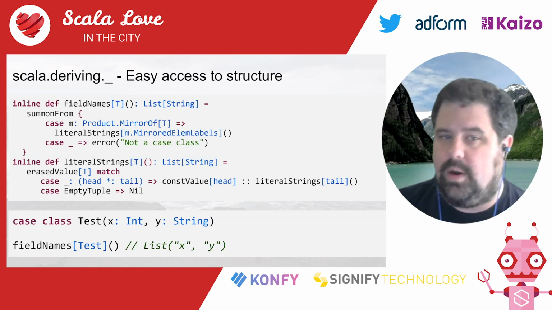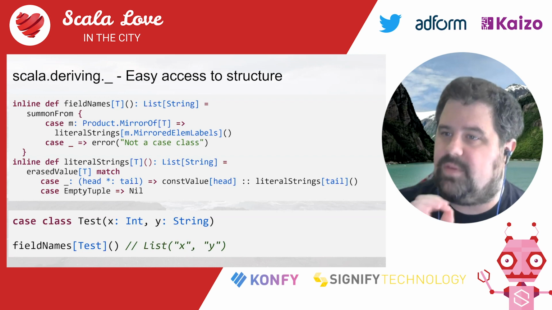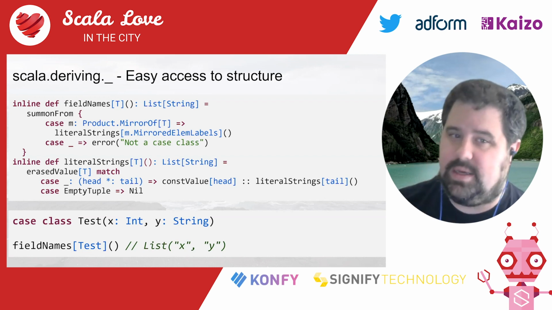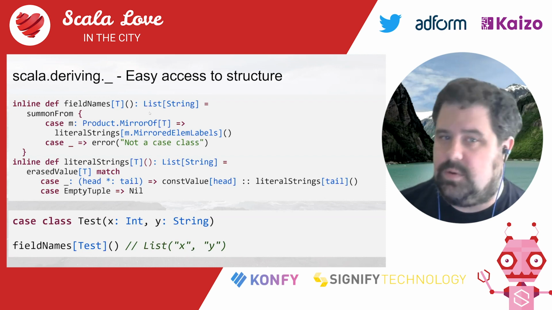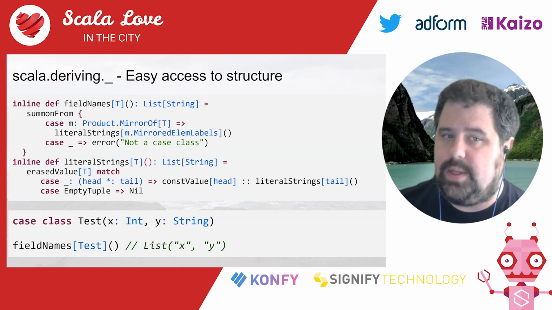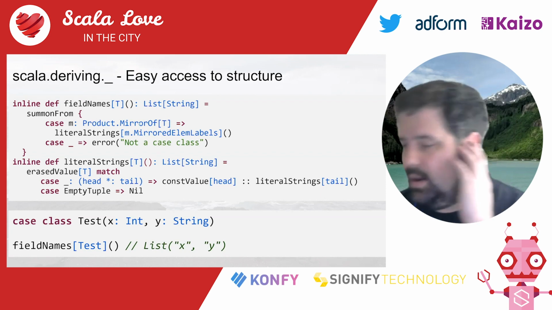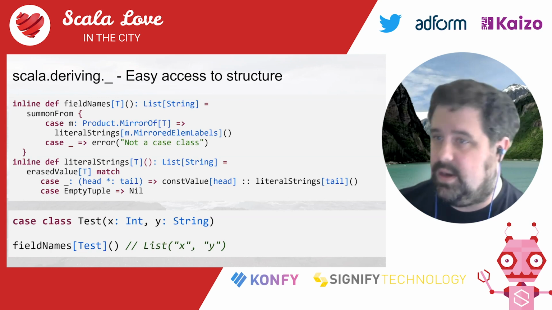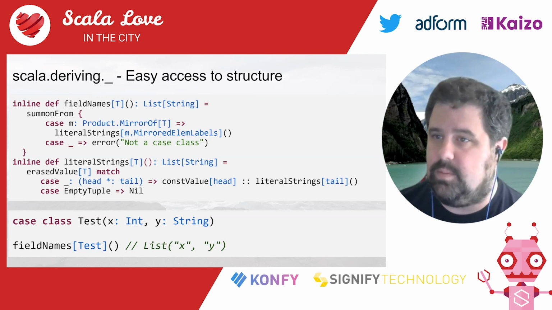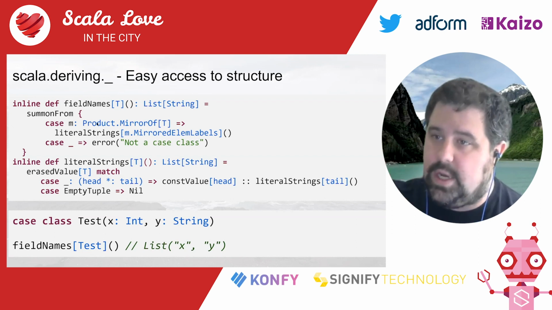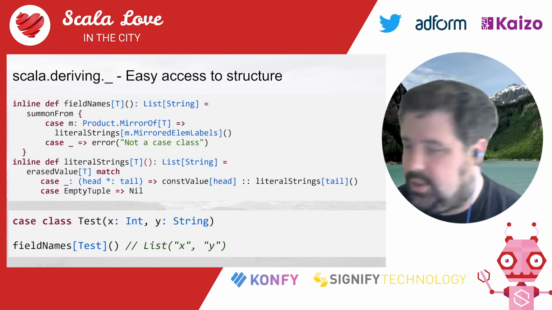So here's an example where I want to grab all of the field names at runtime for a particular class of type T. I want to return a list of strings for type T. I'm going to summon this thing called a Product.MirrorOf. Some of the names of these are a little funky, and I recommend looking at the documentation if you want more information about what this means. Product equals case class. Sum equals enum or sealed trait. That's all you need to know for now.